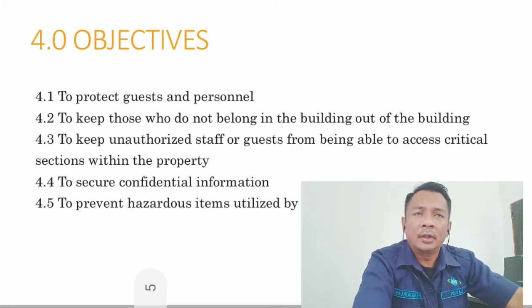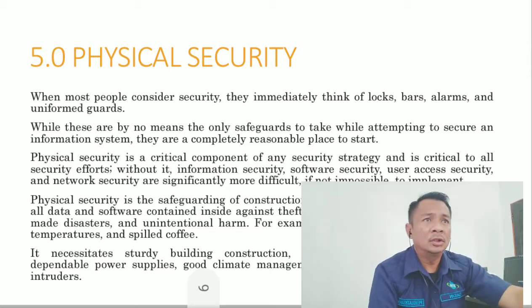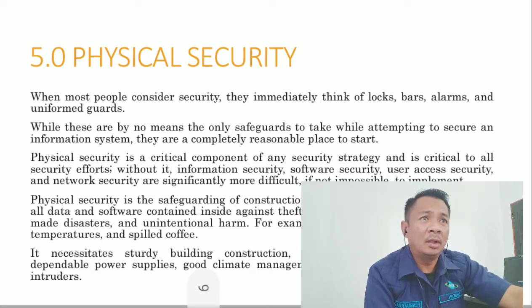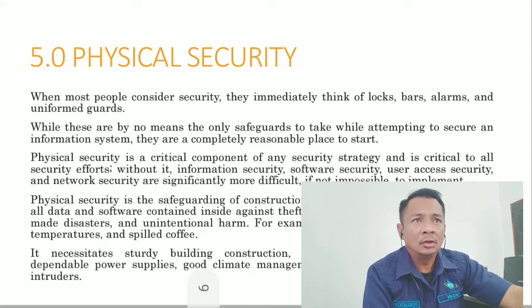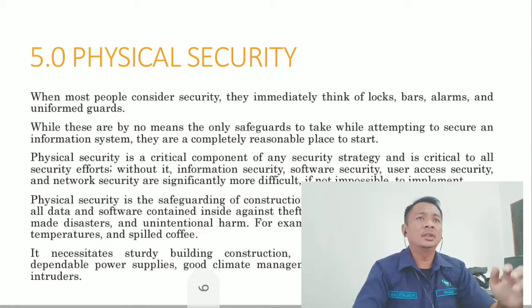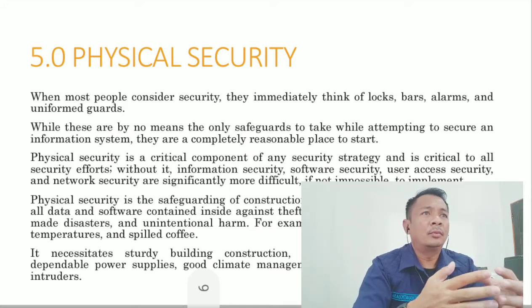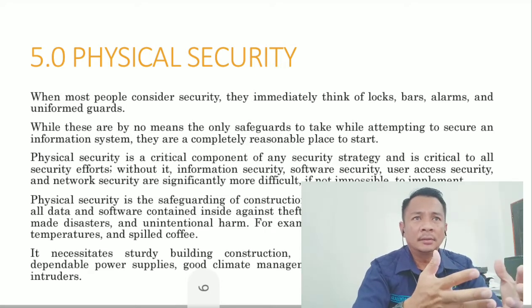And then 5.0 Physical Security. When most people consider security, they immediately think of locks, bars, alarms, and uniformed guards. Well, this is not the only safeguard that should be taken when trying to secure an information system. It is a reasonable place to start. Physical security is an essential component of any security strategy and essential to all security efforts.